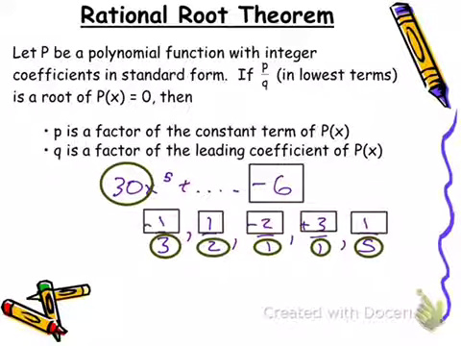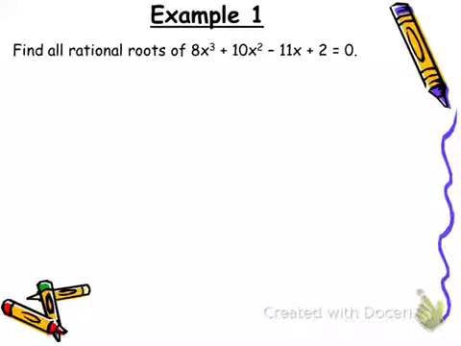That's the rational root theorem. Okay? If it has a rational root, if it has a rational solution, then it will always fit that description. The numerator will be a divisor of a factor of the constant term, and the denominator of our rational solution will be a factor of the leading coefficient. Always. Okay, now let's just dive in and have a look at an example. I want us to find all rational roots of 8x cubed plus 10x squared minus 11x plus 2.